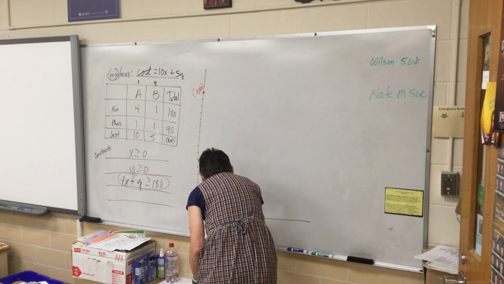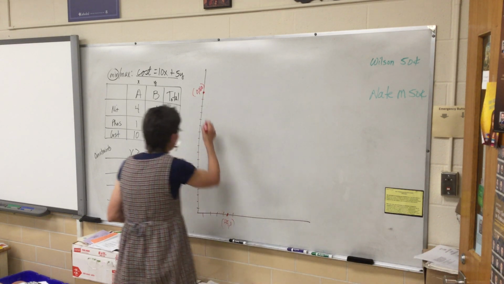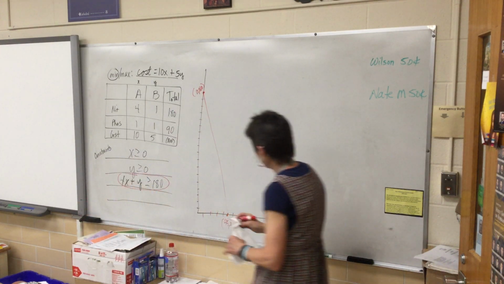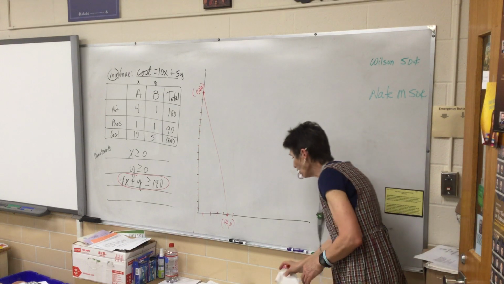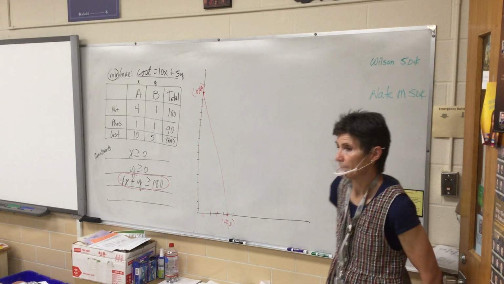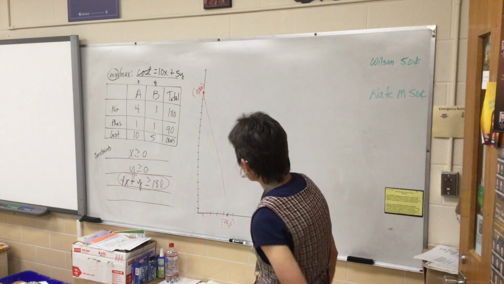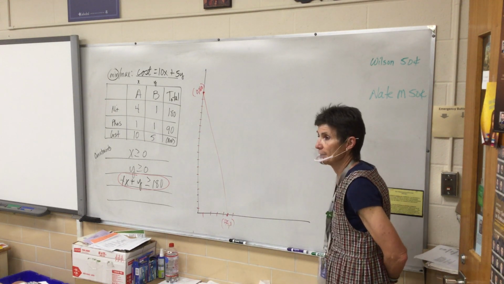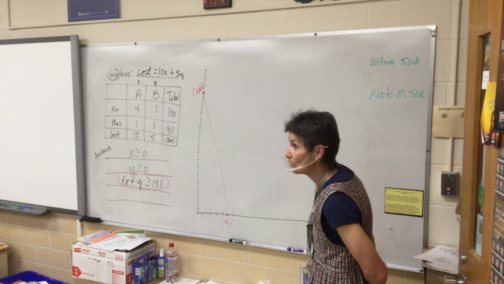Now, let's connect those with a nice straight line. That's supposed to be a straight line. And where would it be shaded? Would the triangular region be shaded, or would the out part here be shaded? Out part, because it's a greater than.